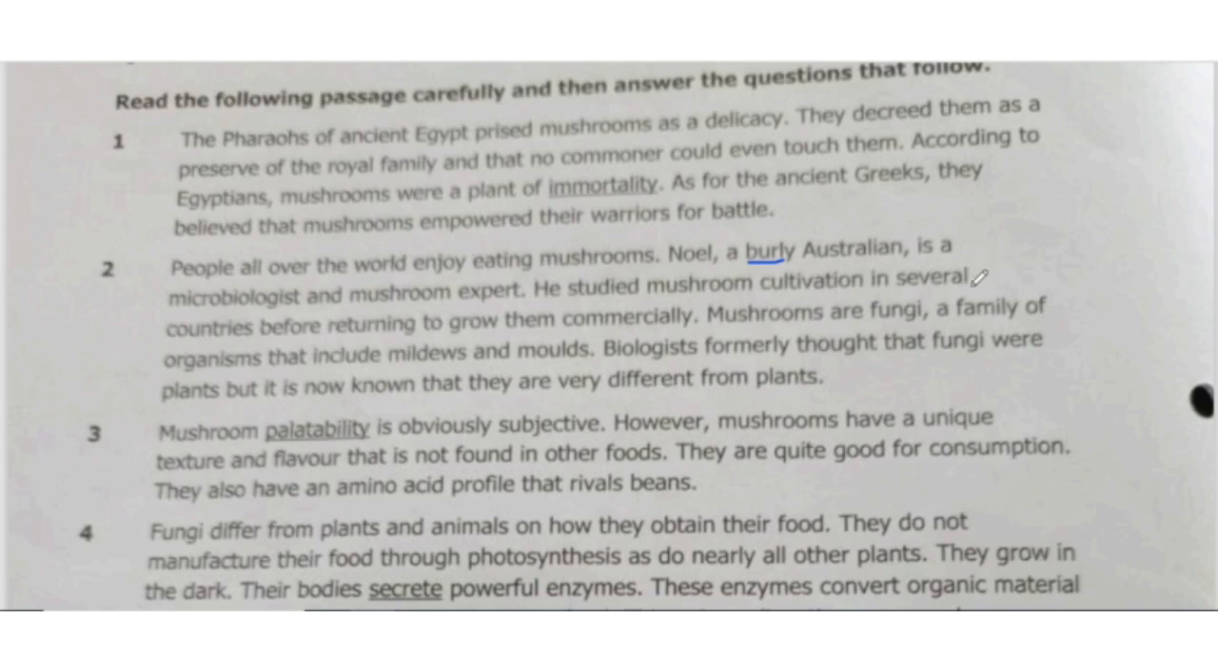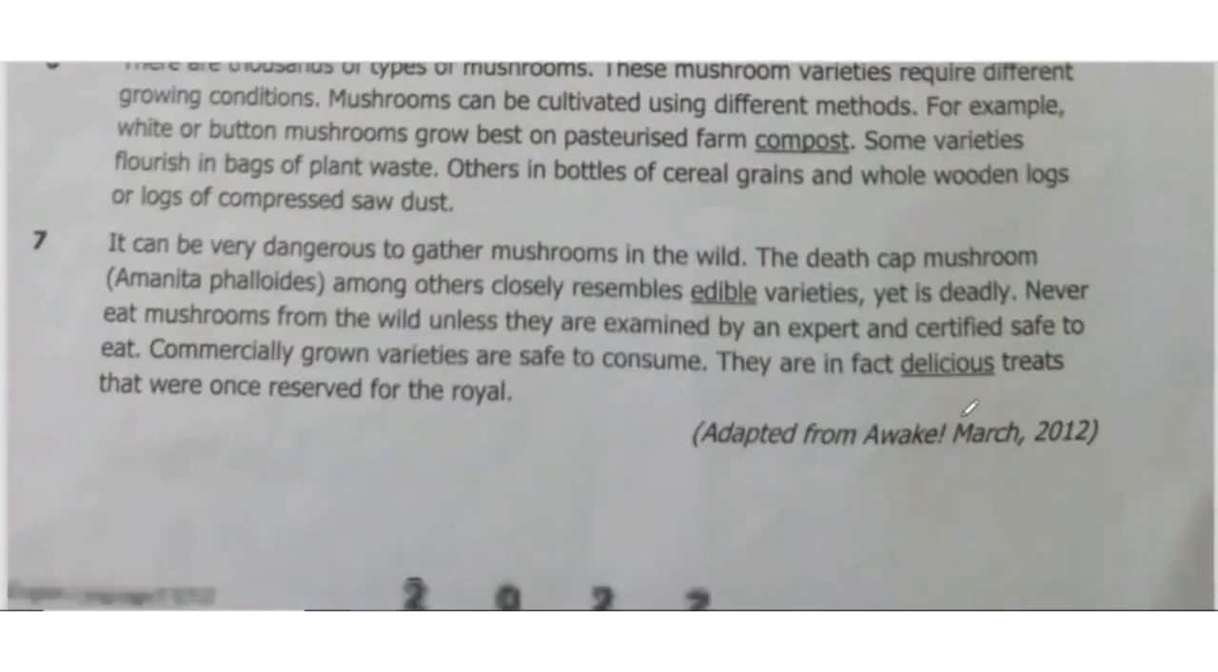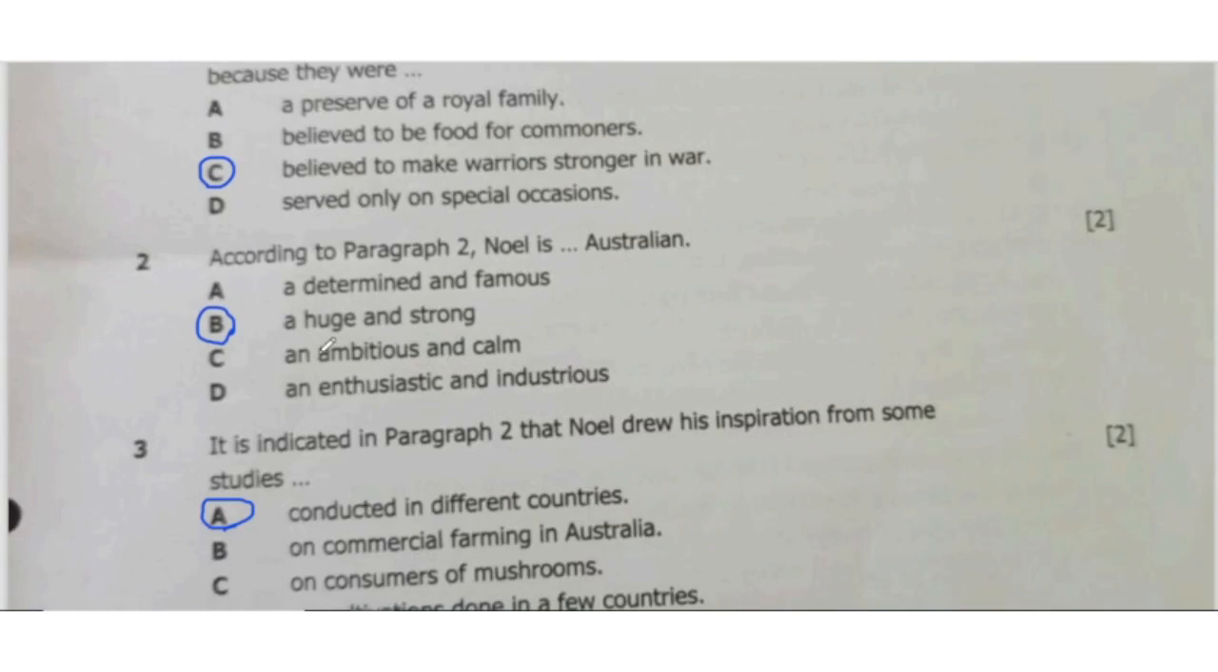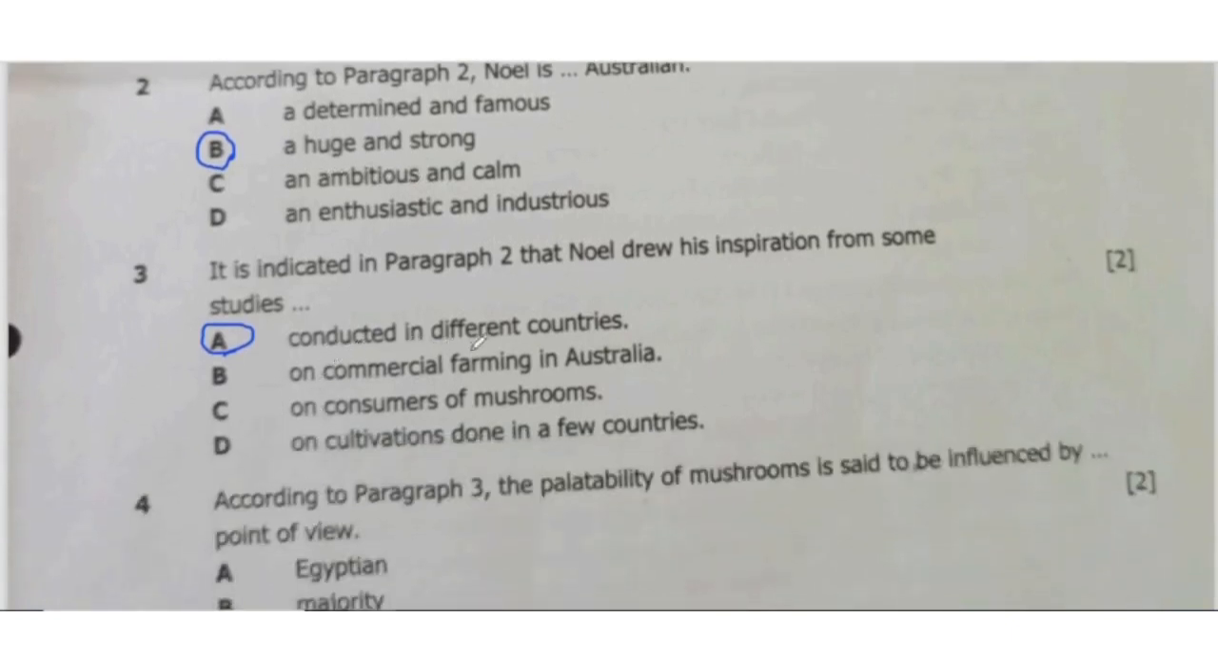So the correct answer, we are getting it from here: he studied mushroom cultivation in several countries before returning to grow them commercially. The other keyword which we should pay attention to is this, several. The synonym for several is many. So we can also say, when we come here, 3 is conducted in different countries. Not so, different countries will be better than few countries. So that's why A is correct.